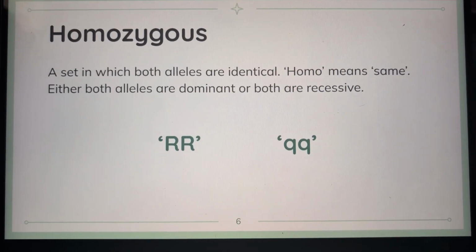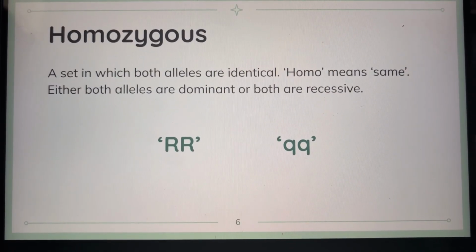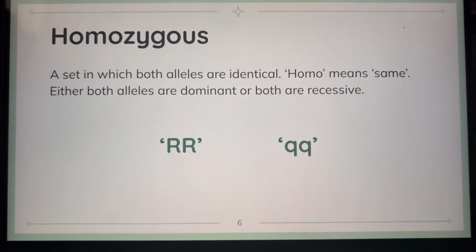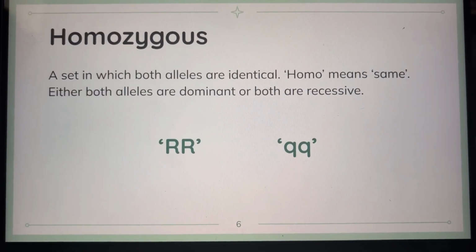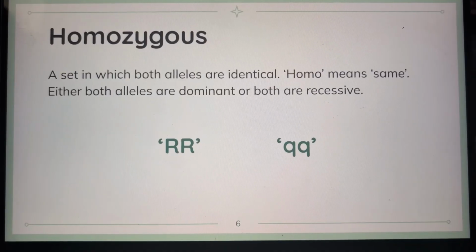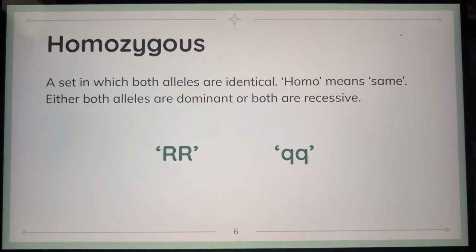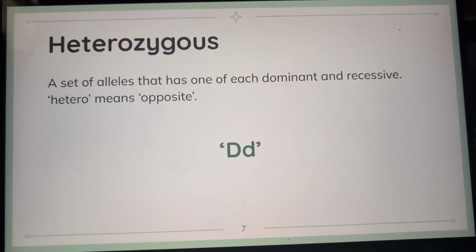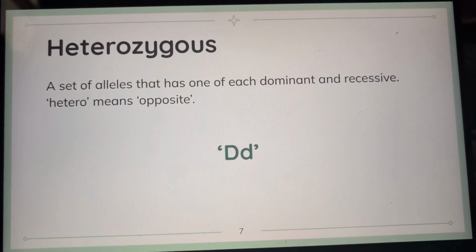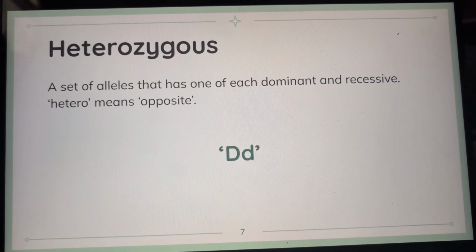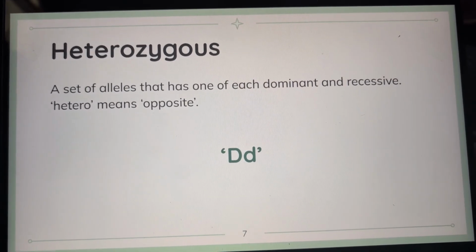A set of alleles that is the same is called homozygous. Homozygous dominant means that it has two of the same dominant alleles. Homozygous recessive means that it has two recessive alleles. Heterozygous: hetero means opposite or different. A heterozygous pair will have one of each, a dominant and a recessive.